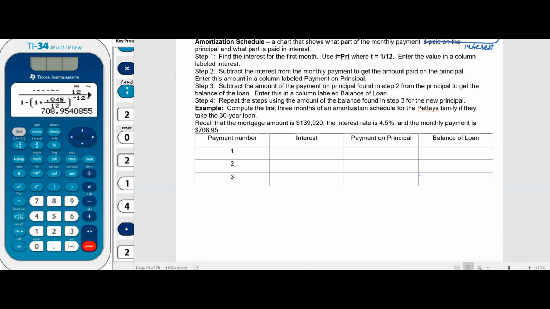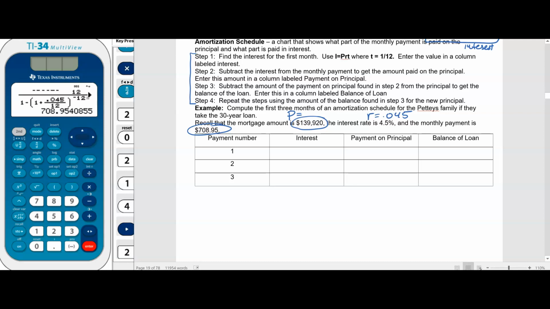So there's some steps here that are listed on the side. If you like written steps, I'm just going to go through this example. So it says compute the first 3 months, and that's what you're going to have to do on your homework too, for the Petty's family, if they take the 30-year loan. So recall the mortgage amount is $139,920. So that's your principal. The interest rate is 0.045, and the monthly payment is $708.95. So we've got all those values.